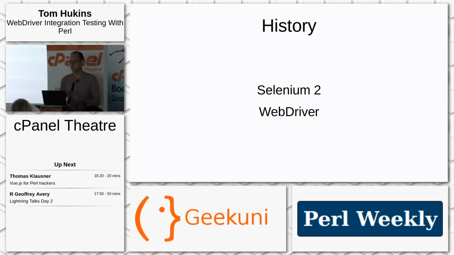But because WebDriver is this standardized protocol, you don't have to use Selenium to get a lot of the advantages it provides. So that's a very rough history of some of the approaches people have taken to web automation in Perl.